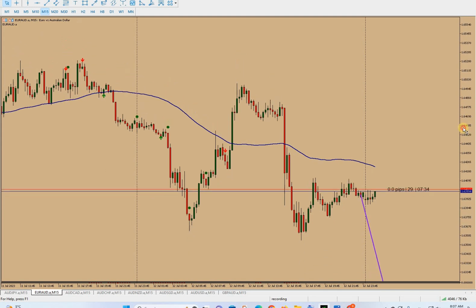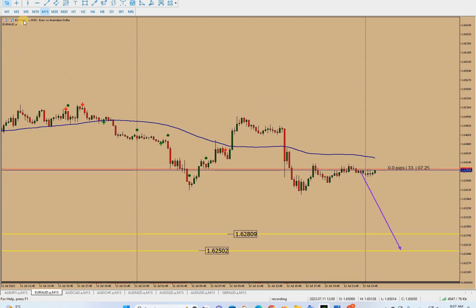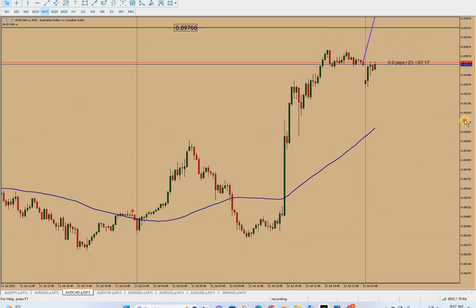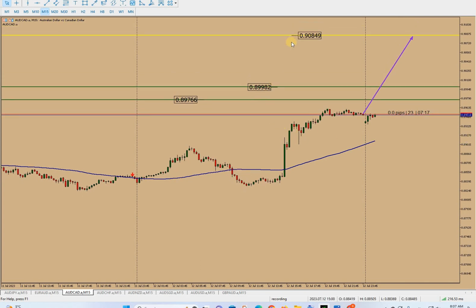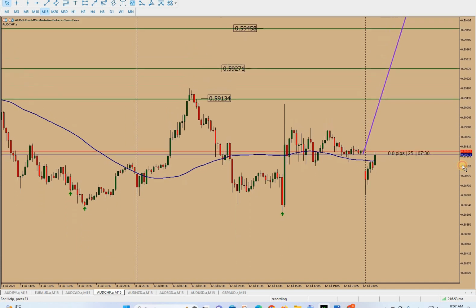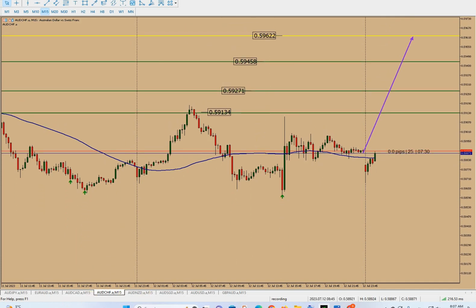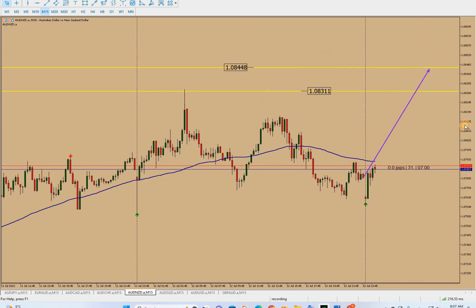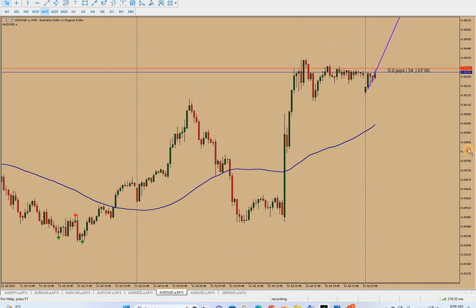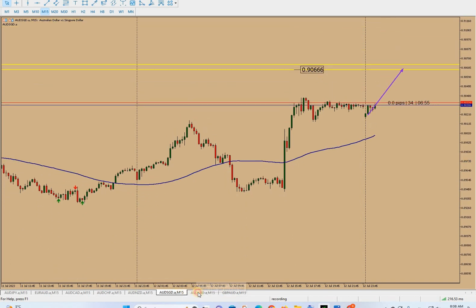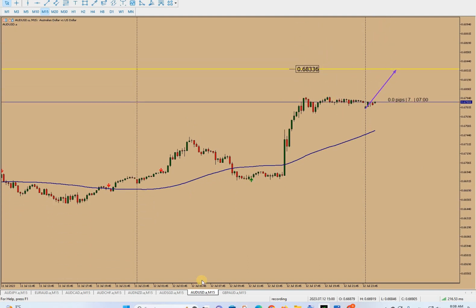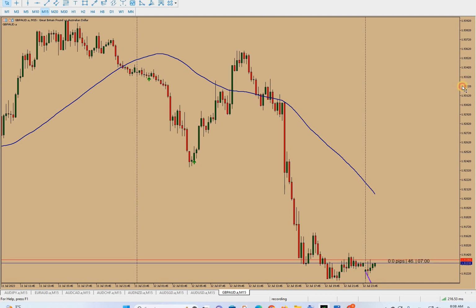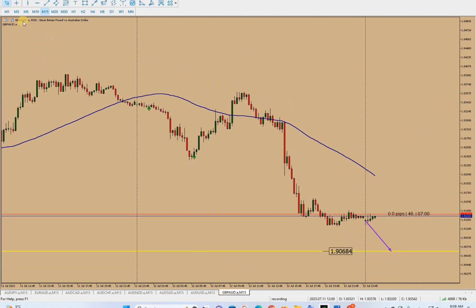So Australia Japan is heading up to those levels. Euro Australia is heading down, as I explained before, because Australia is the second pair and Australia is getting stronger. Obviously Euro Australia is going to go down to those levels. Australia Canada is heading up. These are TP1, TP2 and TP3. Australia CHF is heading up to those levels, and Australia New Zealand is heading up to those levels. Australia Singapore, same thing, going up to that level. Australia USD is heading up to that level, and pound Australia is going to go down, because Australia is the second pair and Australia is getting stronger, therefore pound Australia is going to go down and hit this level.